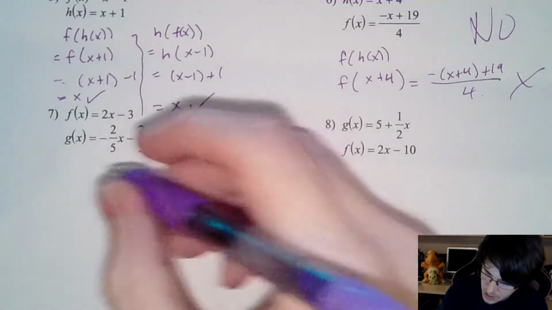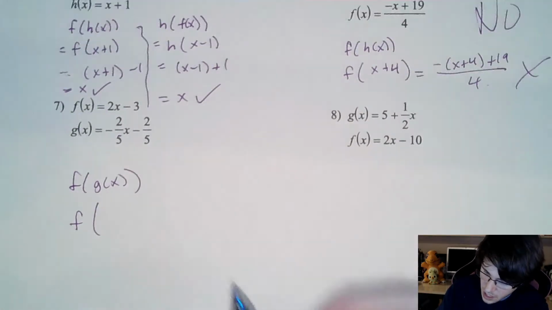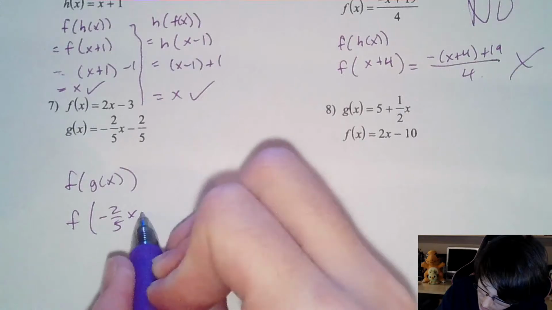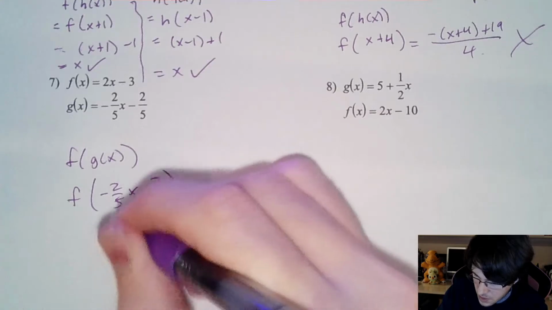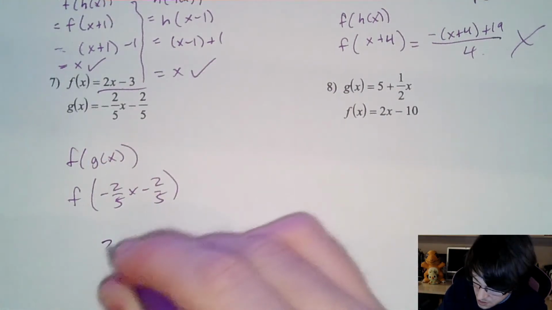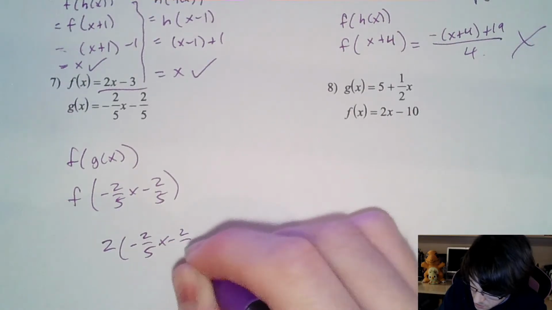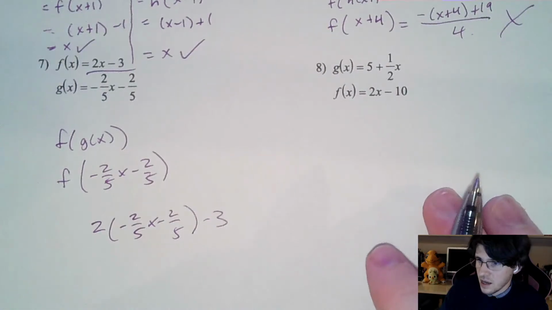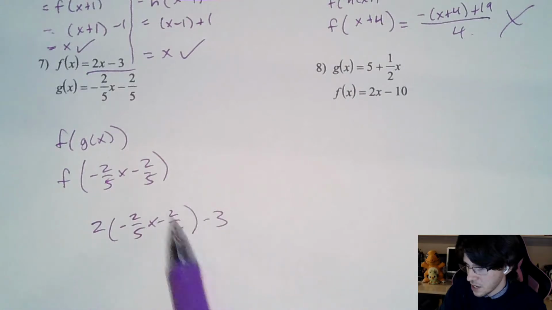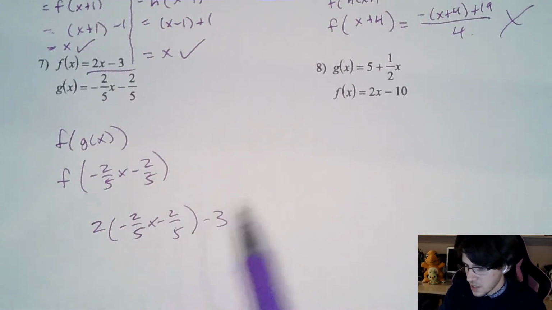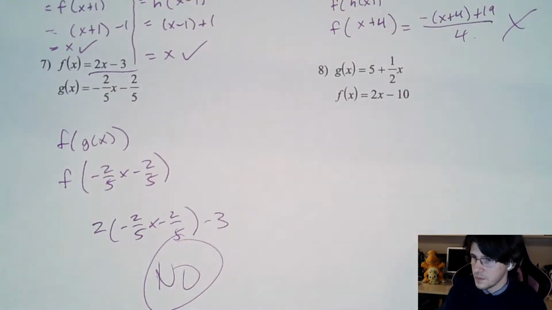Similar things are going to happen on number 7 if I start with f of g of x first. f of negative 2 over 5x minus 2 over 5, which means that x becomes 2 times negative 2 over 5x minus 2 over 5, minus 3. No matter what you do, multiplying this out, multiplying these by 2, you're going to get like negative 4 over 5, negative 4 over 5, minus 3. It's going to be like negative 19. It's definitely not going back to x. So again, you just have this big no.